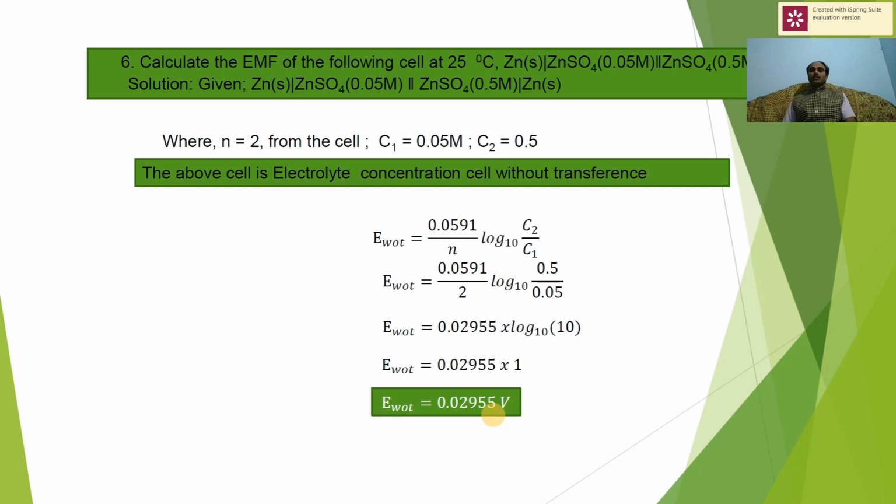Students, remember, when the problem asks you to calculate the EMF of the cell, you have to be very careful in observing the cell representation or cell diagram. Based upon this, before choosing the formula to calculate the EMF of the cell, you have to carefully observe what type of cell it is: either a Daniell cell, or a concentration cell with or without transference, or an electrode concentration cell. That should be carefully observed and found out. Then you have to choose the suitable formula to calculate the EMF of the cell.